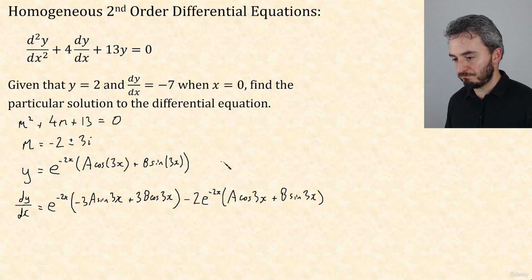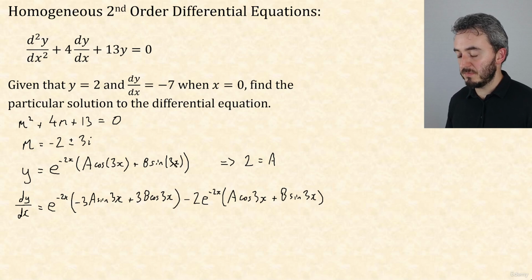So this one means that y equals 2 when x equals 0. 2 equals e to the 0 is 1, and then we've got a times cos 0, which is a, and b times sine 0, which is 0, so a is 2.